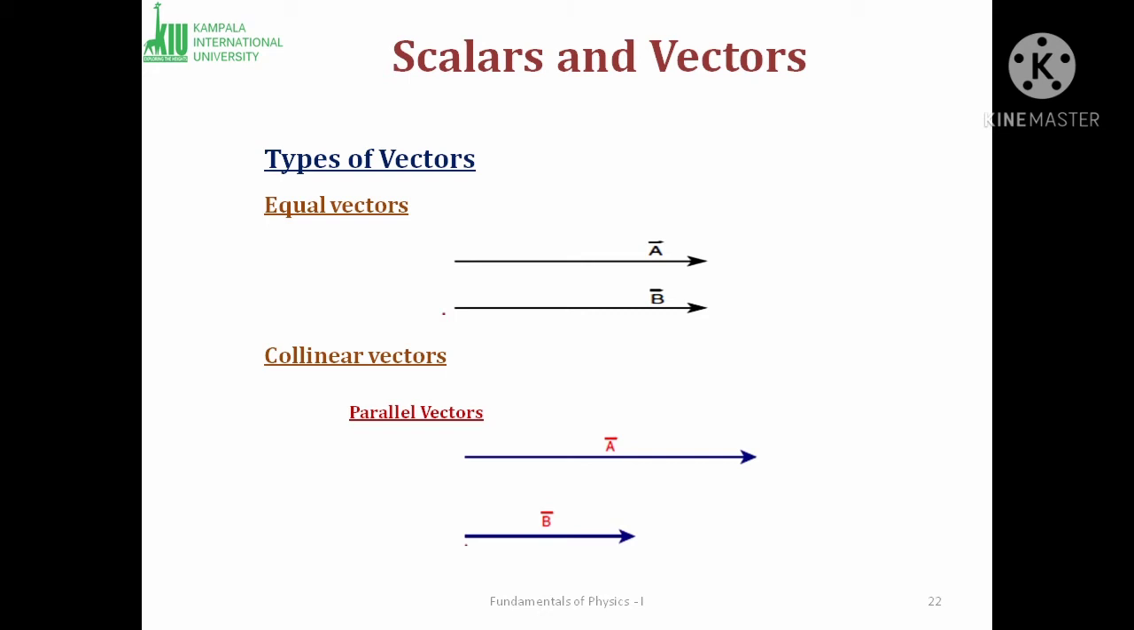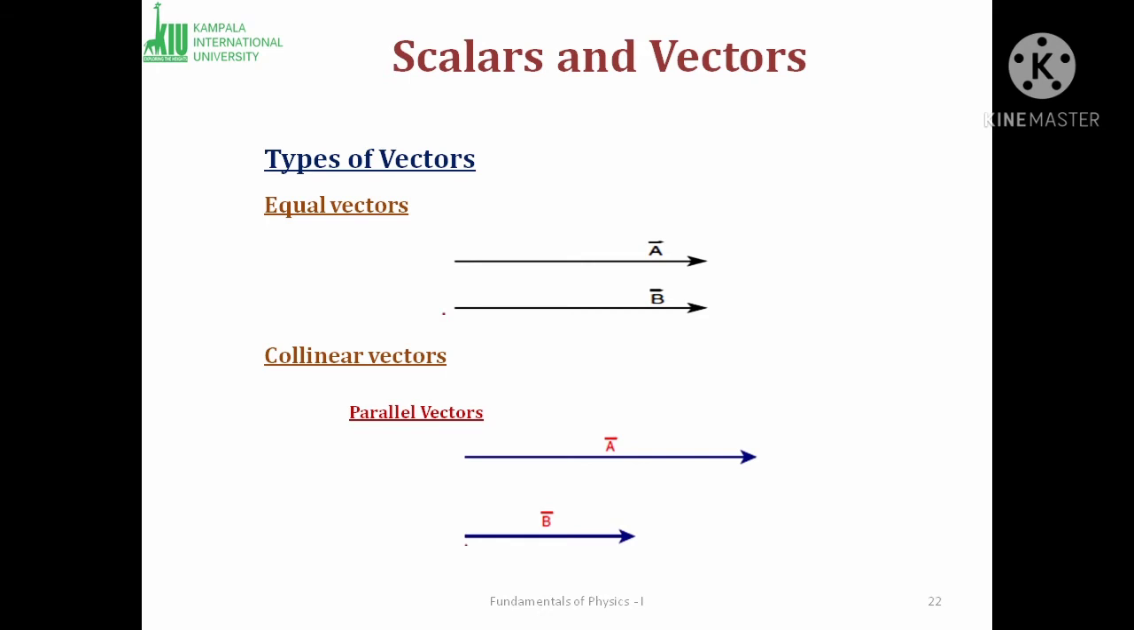Next one is collinear vector. It acts along the same line. The angle between them is 0 degree or 180 degree. Collinear vectors are classified into two types: parallel vector and anti-parallel vector. Parallel vector means two vectors act in the same direction along the same line or parallel lines. In this diagram, two vectors A and B are both in the same direction, but the magnitude is different.